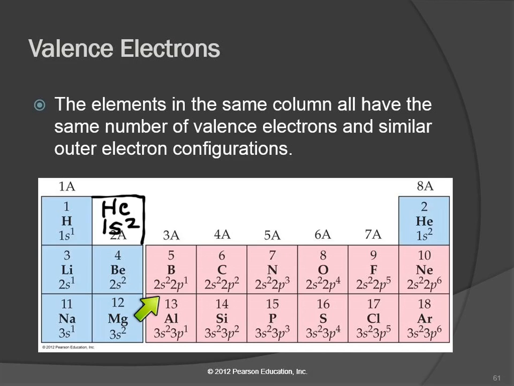And here's boron. So boron's got the 2s2, and then that next electron goes into 2p1. Aluminum has 3s2, and then the next electron would go into 3p1. So these end in p1, p1, p2, p2, p3, p3, p4, p4, p5, p5, p6, p6.